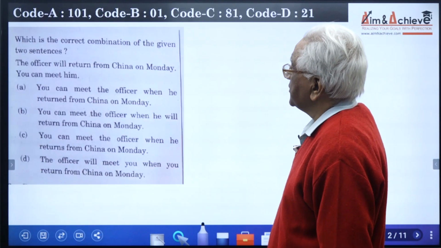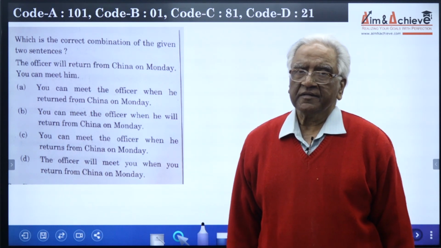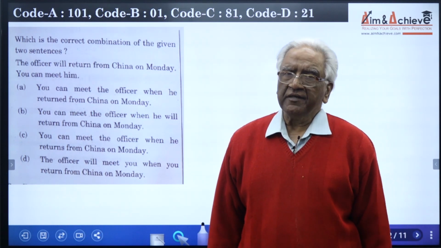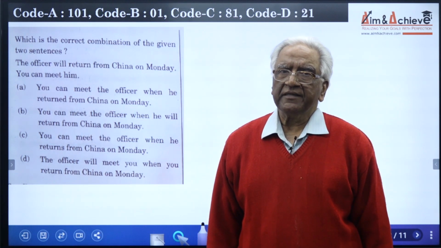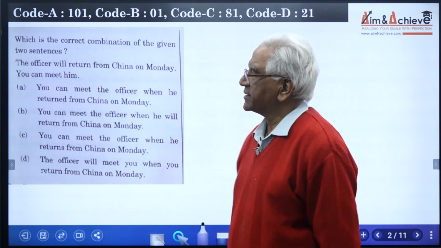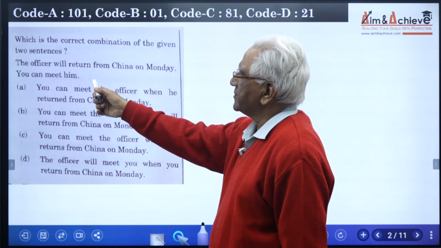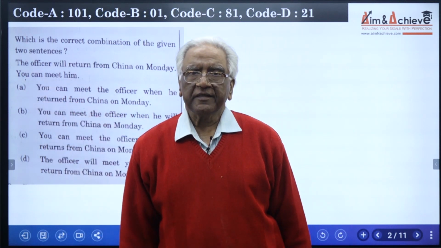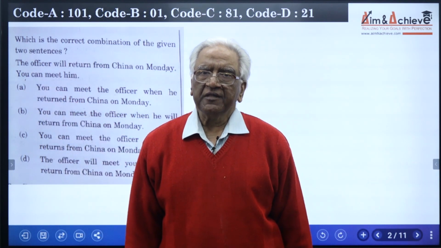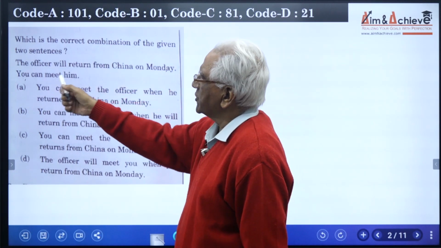Which is the correct combination of the given two sentences? In this set, two sentences are given and we are required to combine them and write one sentence in accordance with the instructions mentioned. Here the two sentences are: the officer will return from China on Monday, you can meet him. That means the listener is being given the information that the officer will return from China on Monday and thereafter you can meet him.